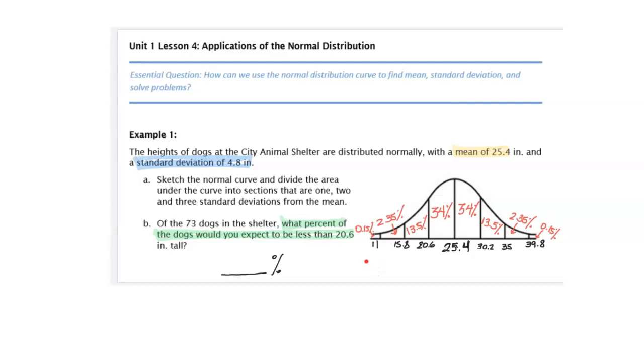Okay. The next thing we're going to do is look at our normal distribution curve. And we're going to locate this 20.6 inches. And 20.6 inches is located here. What percent of dogs would you expect to be less than this 20.6? Well, less than 20.6, if this is a number line, numbers less than 20.6 would be all the ones that are located on the left of the 20.6. So that's all of this space, all of this region.